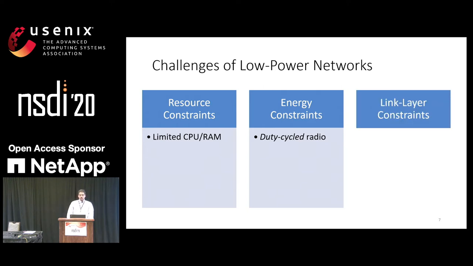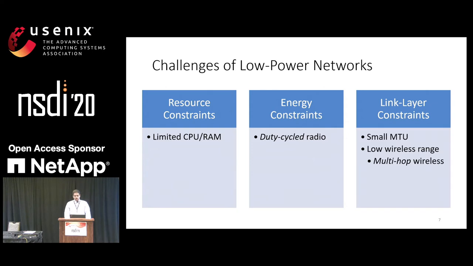And finally, the link layer has to make some compromises in order to operate at low power. In particular, it has a much lower MTU, an order of magnitude smaller than Ethernet or Wi-Fi. And furthermore, low power implies low wireless range, which means that over a large network, you need to send data over multiple wireless hops to bring connectivity to all these devices.